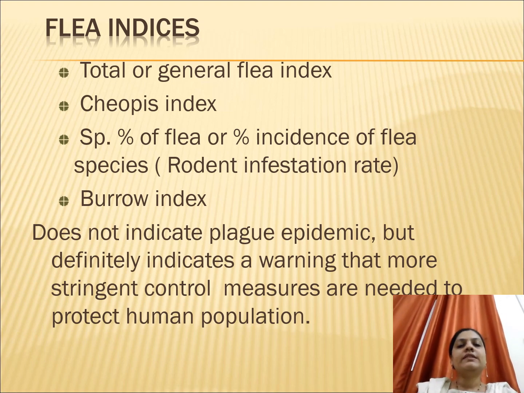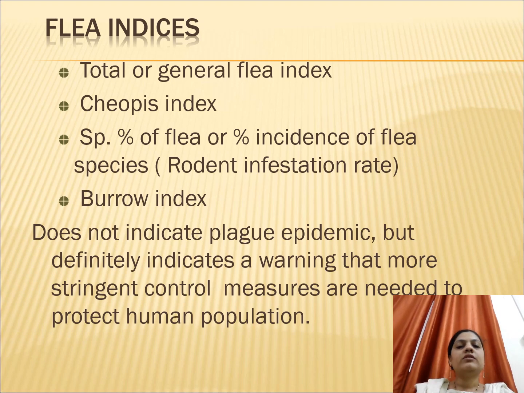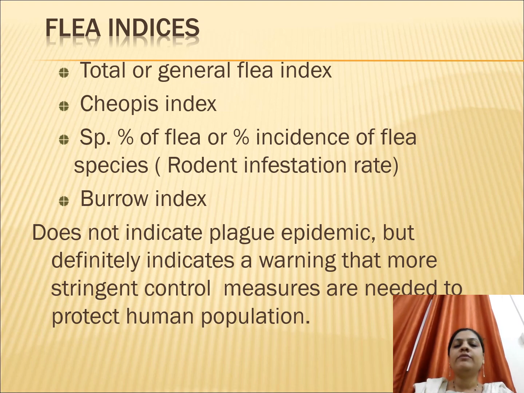Now the flea indices are the Cheopis index, the total flea index, incidence of flea species, and burrow index. These do not indicate a plague epidemic but definitely act as a warning sign, and they suggest that more stringent control measures are needed to protect the human population.